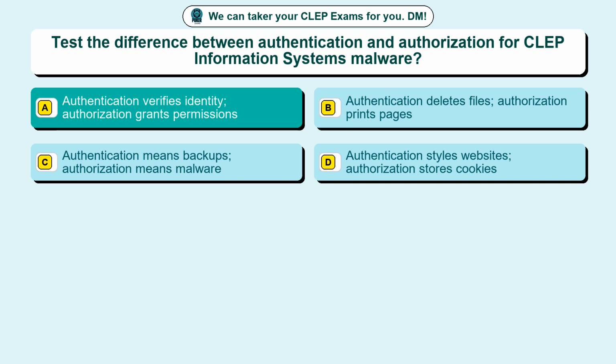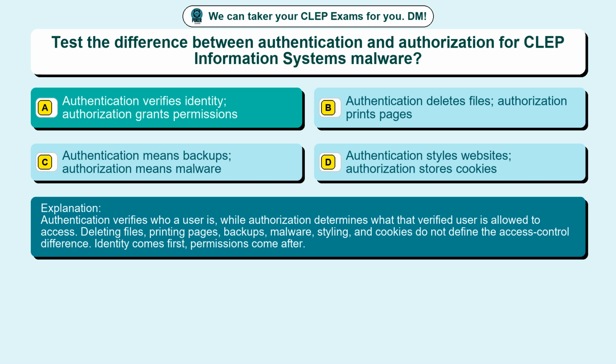The correct answer is option A. Authentication verifies identity, authorization grants permissions. Authentication verifies who a user is, while authorization determines what that verified user is allowed to access. Deleting files, printing pages, backups, malware, styling, and cookies do not define the access control difference. Identity comes first, permissions come after.